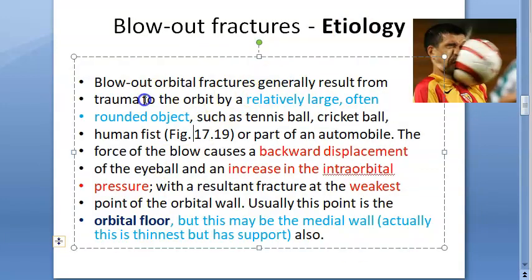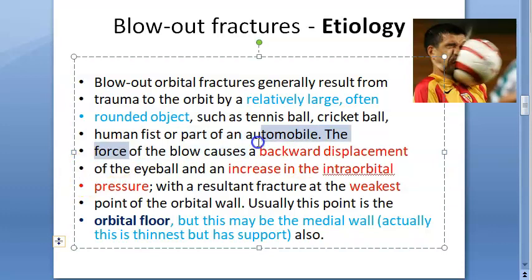Etiology: they are saying it is a result of trauma to the orbit by a relatively large, often rounded object. It has to be a large, round object such as a tennis ball, cricket ball, or a human fist also. If you make a fist, it will be the size of a ball, or it will definitely be larger than the size of the orbit, right? Or part of an automobile. All these will be large. They have to be large, and they can be round.